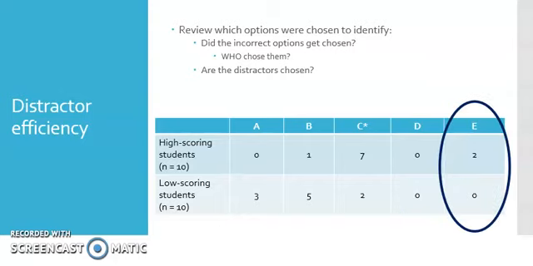Now let's look at E. What is happening here? None of the low scoring students thought E was the right answer, but 2 of the top scorers on the exam thought that E was correct. What does that indicate? Well, that is probably a big red flag to think about what might be triggering that. Maybe there is some higher level thinking that these top students are doing that is over the head of the low scoring students. And so you might want to think about whether there's something incorrect with that test item.